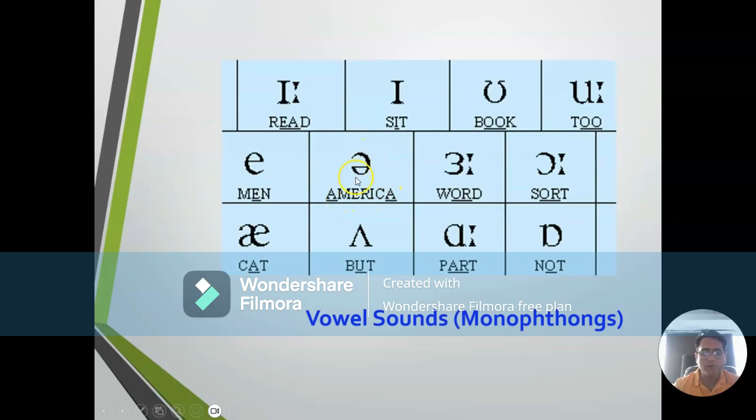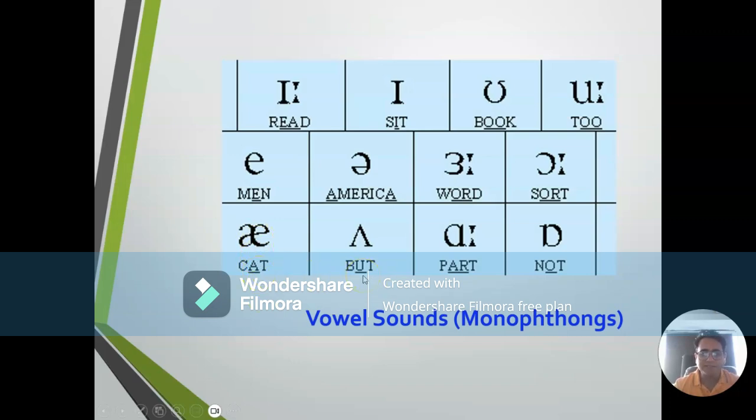This is the most frequent vowel sound which you can find in most of the languages. In English this is the most frequent sound. Then we have the sound said as in word. Then you have the sound which we say as in sort. Then the other one is which we use as in cat. It's not cut, it's not cart, it is cat. So, the correct pronunciation is cat.